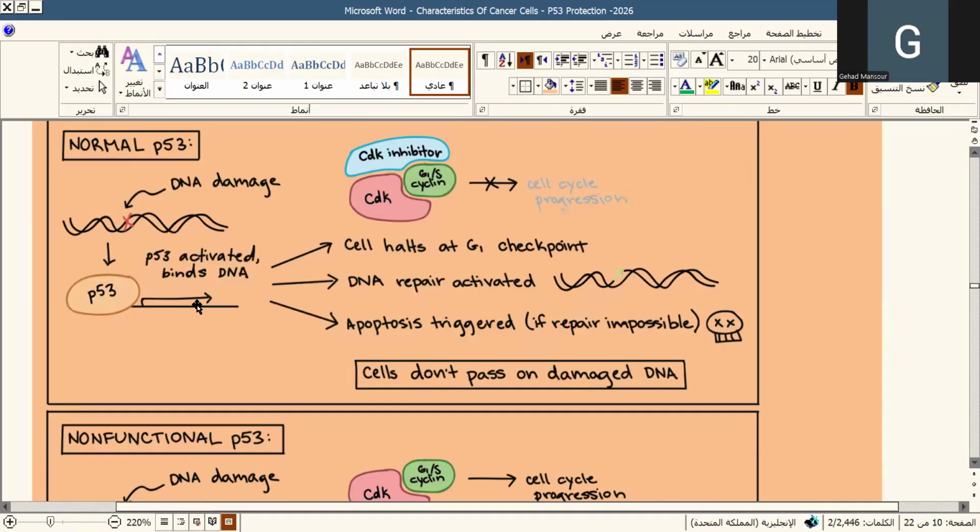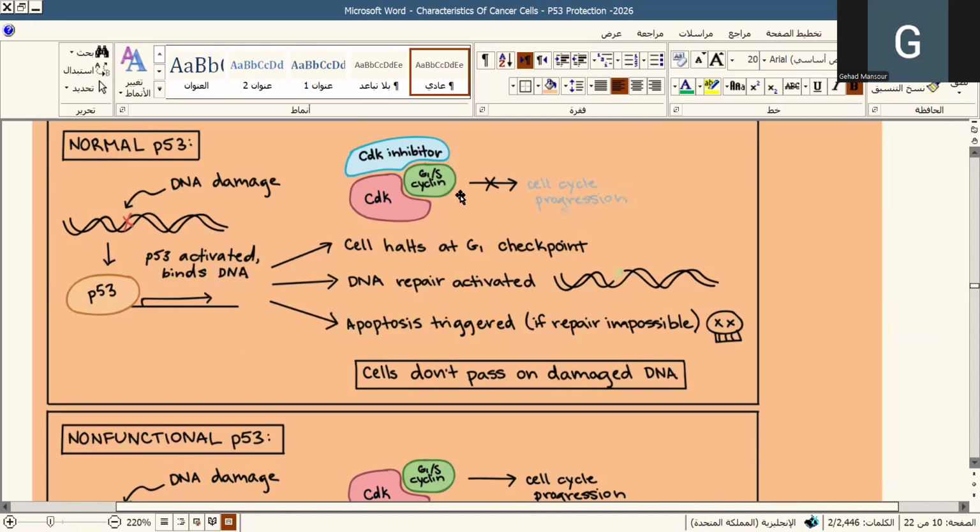When P53 is activated, it will bind to DNA. So the first binding was DNA with the sensor protein. And then the sensor protein activates P53. And then P53 binds again with the DNA, which is the second molecule that is capable of binding with the damaged DNA. And the response is as follows.